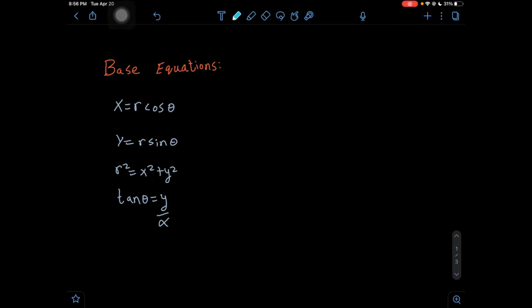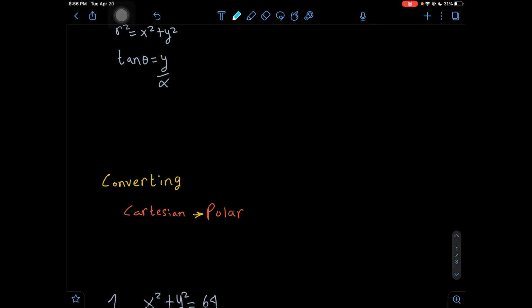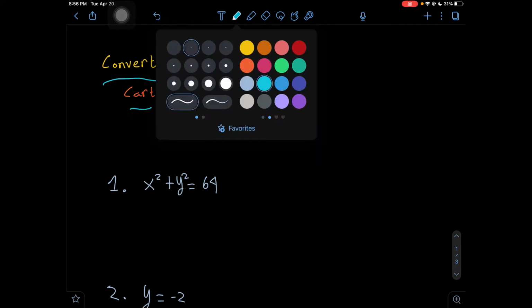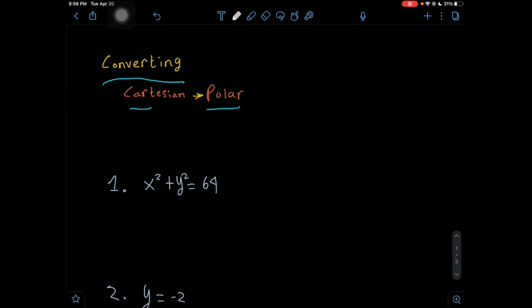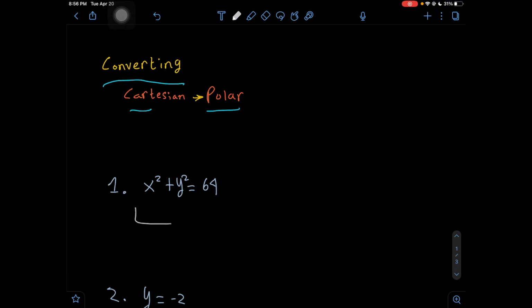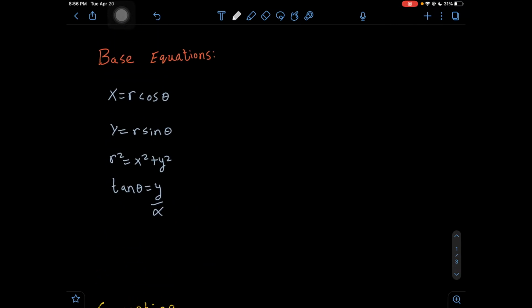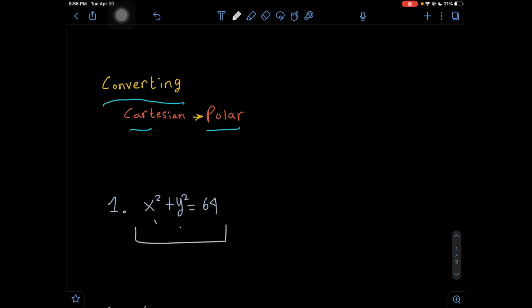Now let's go ahead and do some practice problems using these base equations. The first practice problems say that we are converting between Cartesian and polar equations. Our first problem says x squared plus y squared equals 64. Let's go back to our base equations and see if we can substitute anything. We can see that r squared equals x squared plus y squared, so we can substitute r squared for x squared and y squared.